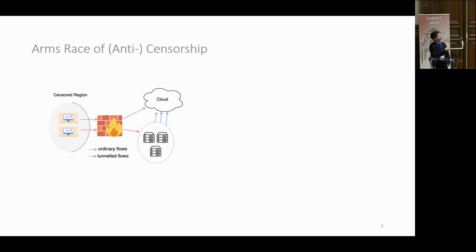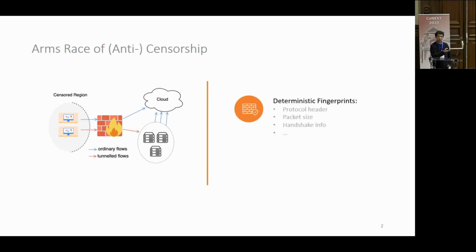So what people do is tunnel that traffic to some proxy nodes, which you can see here at the bottom, and those proxy nodes relay the traffic to the intended destination. That's all good, but we know that tunnel traffic has some distinct, deterministic fingerprints to do with packet size, protocol headers, handshaking information, and so on.